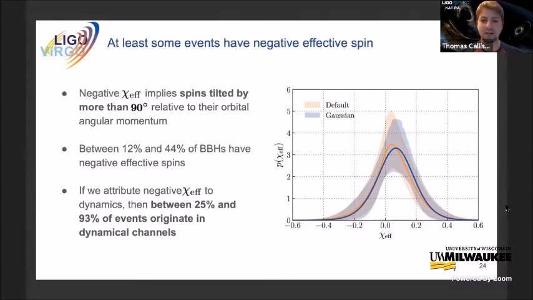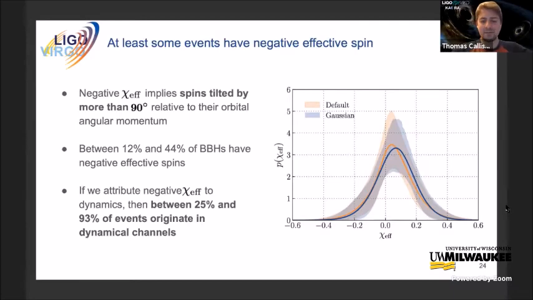We say confidently that a non-zero fraction of binary black holes have negative effective spins. In particular, taking into account our uncertainties, we infer that between 12 and 44% of systems live on this negative chi-effective side. What makes this interesting is that negative chi-effective can only happen if at least one of the spins in your black hole binary is tilted by more than 90 degrees with respect to the orbit.